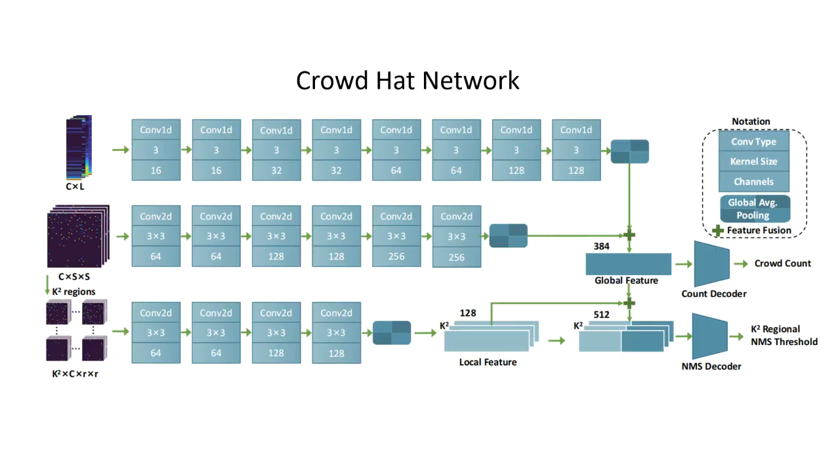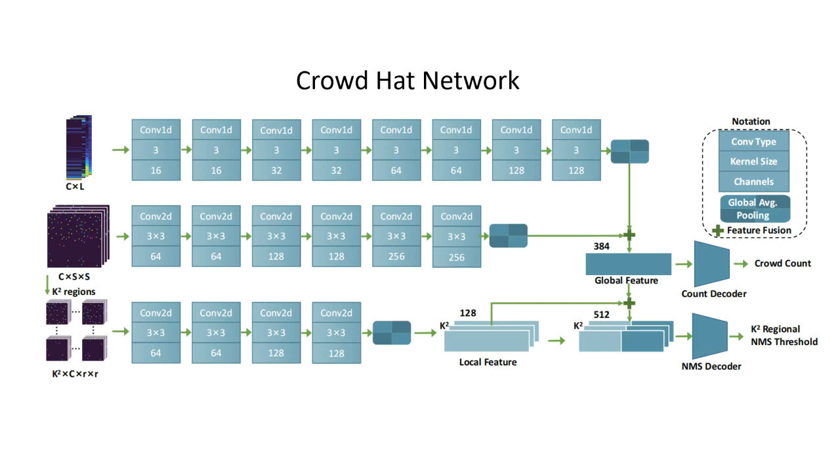The CrowdHat module includes several convolutional layers with ReLU activation and max pooling, which transform the compressed features into global and local feature vectors. Specifically, 2D convolutions are used to further encode the spatial information from the compressed 2D matrices, while 1D convolutions are used for the numerical distribution information from the compressed 1D distribution vectors. After global average pooling, both features are concatenated to form the global feature vector FG, which is used to regress the crowd count over the input image.